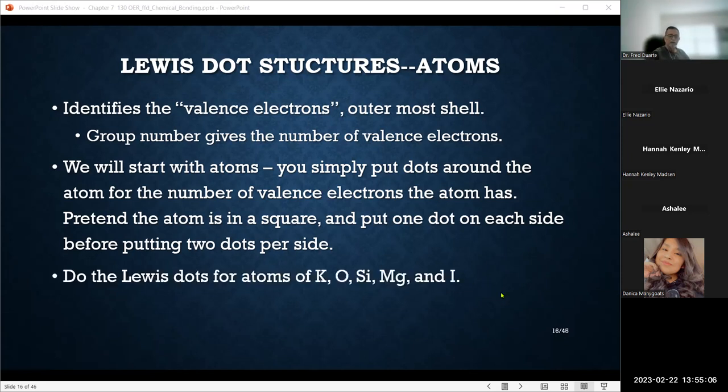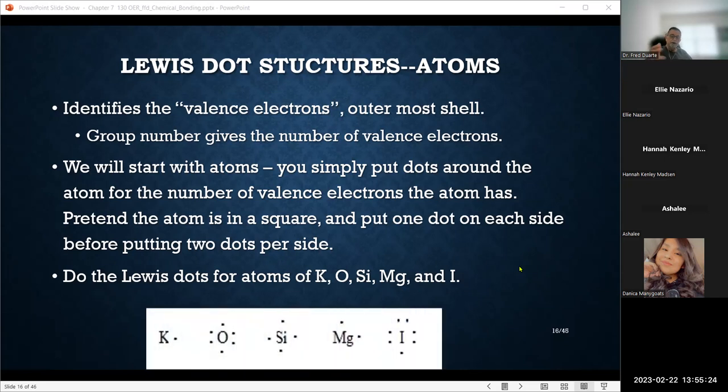For example, they wanted you to draw the Lewis dot structures for these atoms: potassium, oxygen, silicon, magnesium, and iodine. No problem. All you do is find them on the periodic table, see what group number, determine how many valence electrons, and there you go. You got potassium, which is group 1, so one dot. Where you put it on that symbol makes no difference. You can put it where it is there, or on top or the bottom or to the left, either way.